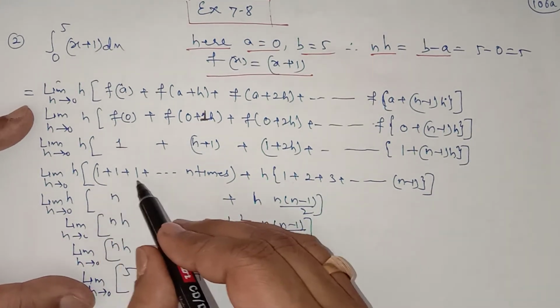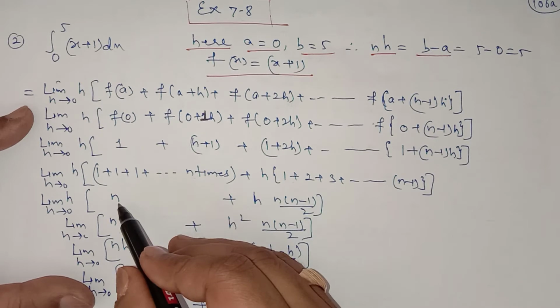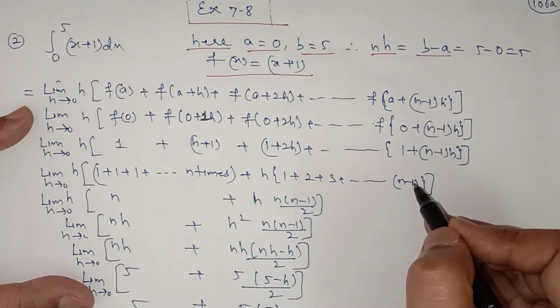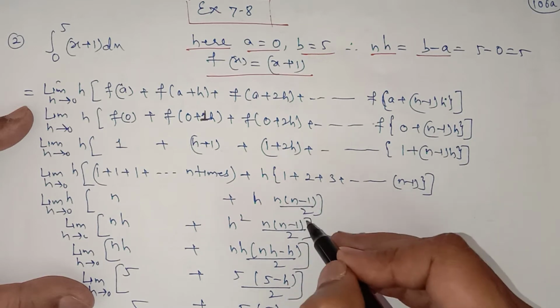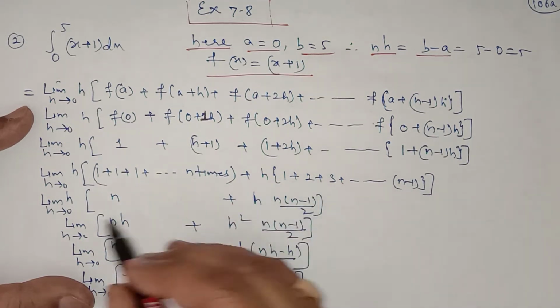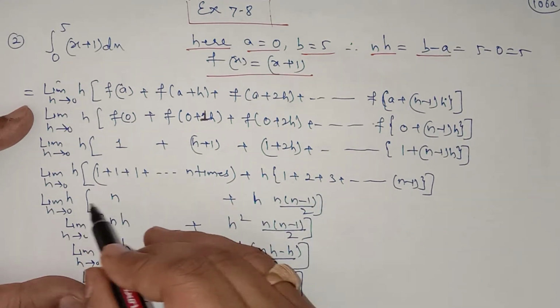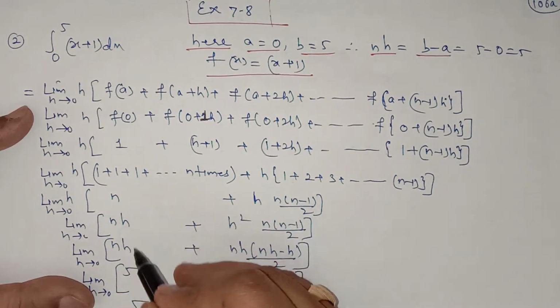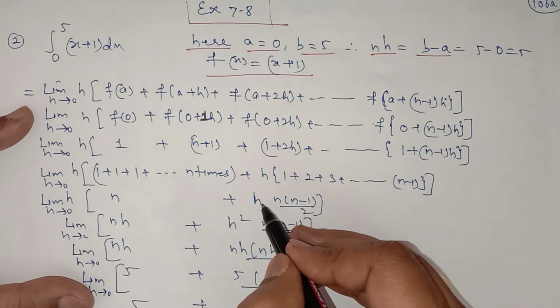So 1 plus 1 plus 1 up to n times will be equal to n, and 1 plus 2 plus 3 up to n minus 1, we have just discussed this formula, it is equal to (n−1)/2 times n. After putting this formula, multiply this bracket with h, so it will be nh, and this will be h square. So you know the value of nh, which is equal to 5, and here you are getting h square.